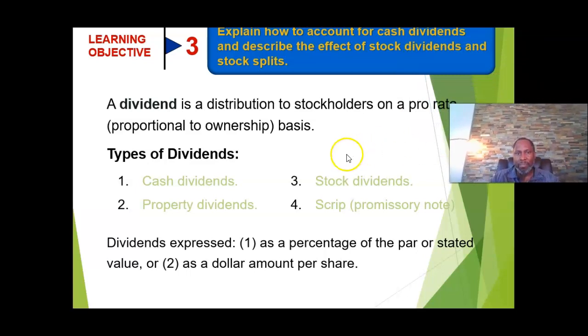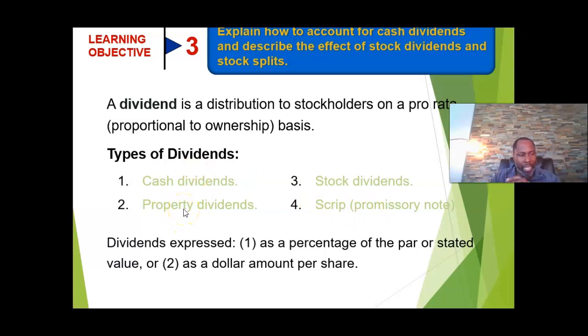Next up, dividends. Dividends are payments made to the stockholders when a company has a good year financially. They've made a profit most of the time. They may decide to issue dividends to the stockholders. Dividends can be paid in different formats. Most common are cash dividends. For most companies, they only issue cash dividends. Sometimes there could be stock dividends. We'll talk a little bit about property dividends and what's called a scrip or promissory note.